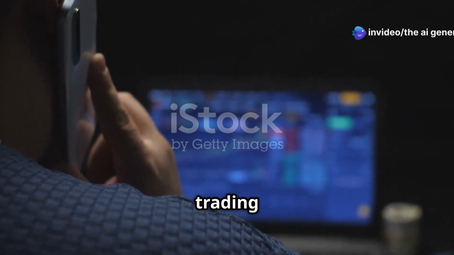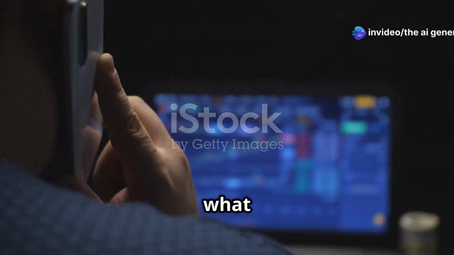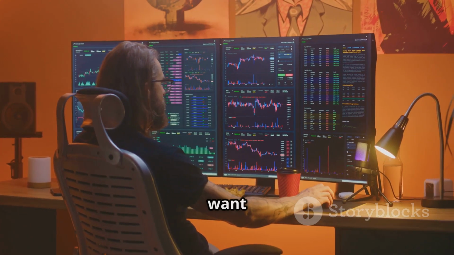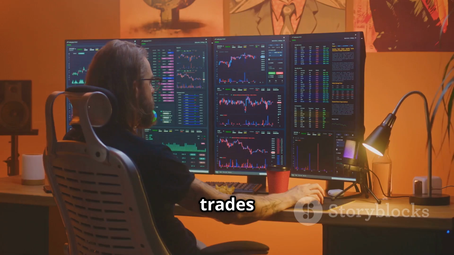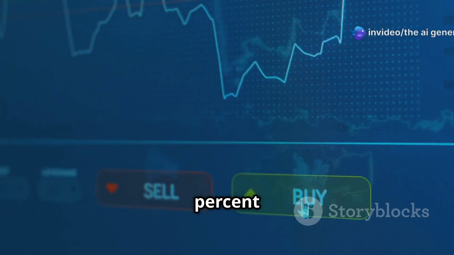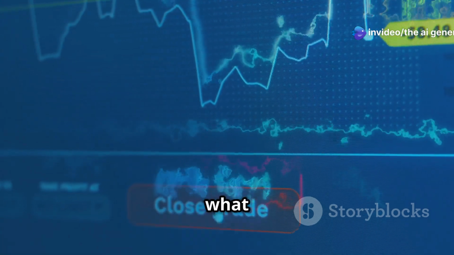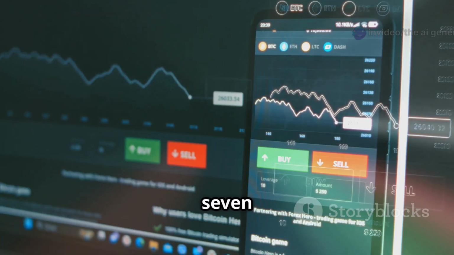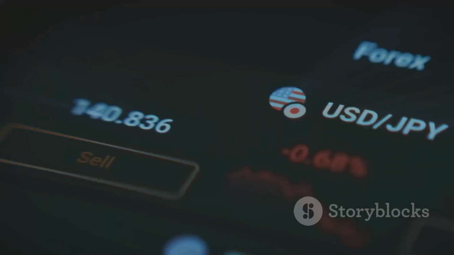I want to give the trading bot $5,000 to manage and see what comes of it. I want to open between 5 to 10 trades and assess its effectiveness. Trades I will open with 15% each time, and let's see together what comes of it. Accordingly, the first trade will be opened with $750. Let's go.